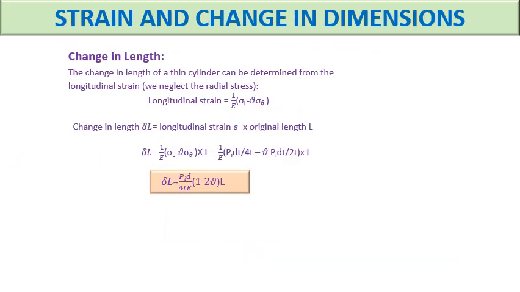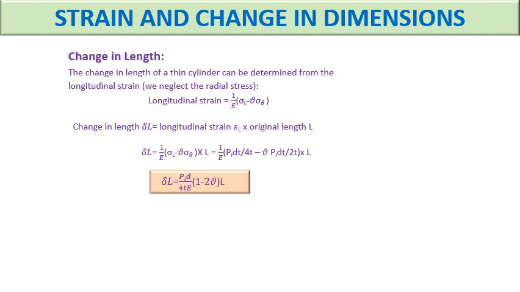So here I will quickly explain the effect of strain and the change in dimensions. Before discussing, I request you to recollect the generalized three-dimensional Hooke's law. Here, the value of radial stress is very less, so we are not considering the radial stress. By using Hooke's law, we will be able to calculate the change in length, the change in diameter, or the change in volume.